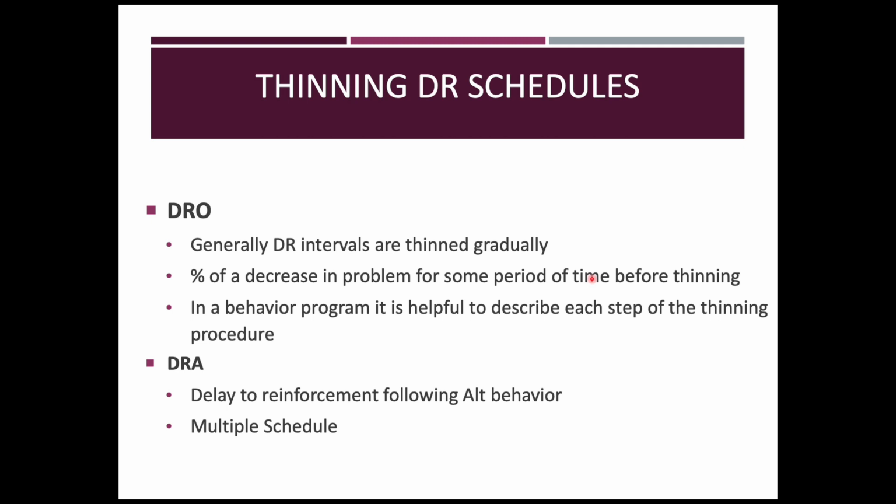We will thin the DRO schedule contingent on responding, that is, less than 5 instances per day for 3 consecutive days, right? Based on my data collection, I will know if the individual has met that objective. If they have, then I can thin the schedule of reinforcement more. If they don't, then maybe I continue under the same schedule, or if behavior worsens under that schedule, I step back to a denser schedule.